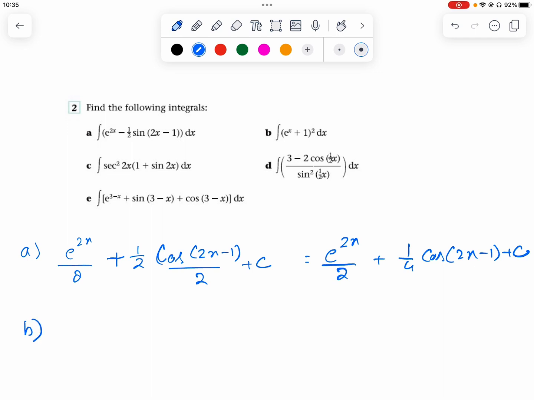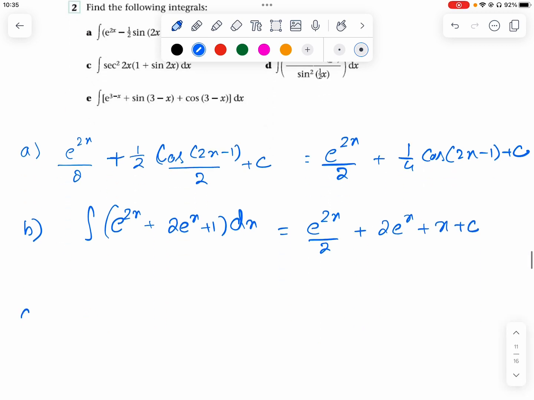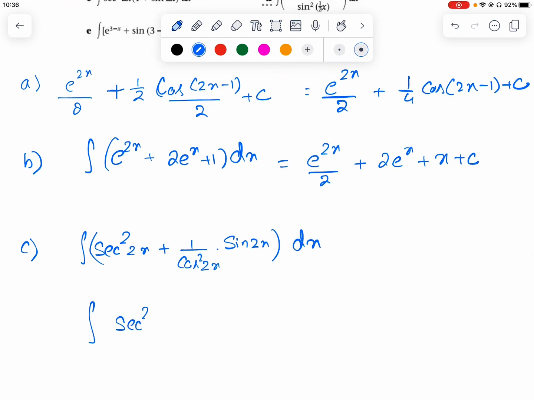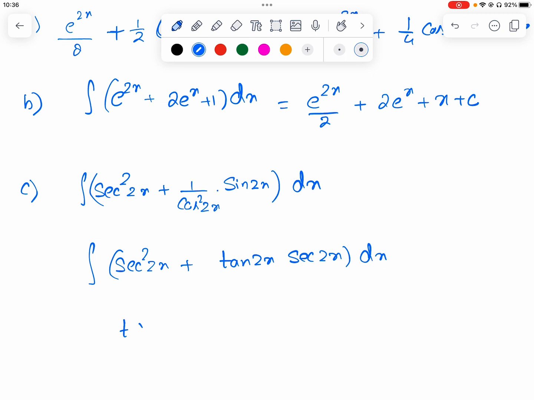Part B, e power x plus 1 whole square. So I expand it out, it becomes e power 2x plus 2 e power x plus 1 dx. So it becomes e power 2x upon 2 plus 2 e power x plus c. Part C, secant square 2x times 1 is secant square 2x plus secant square 2x times sine 2x. Secant square is 1 upon cos square 2x times sine 2x. So it becomes secant square 2x. Sine by cos will become tan 2x. 1 upon cos will become secant 2x dx. So secant square 2x integral is tan 2x upon 2. Secant x tan x integral is nothing but what? Secant x. So secant 2x upon 2 plus c.